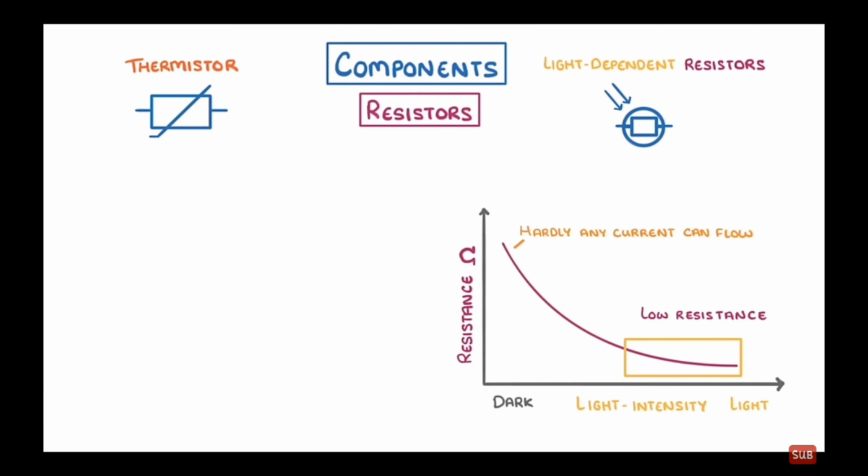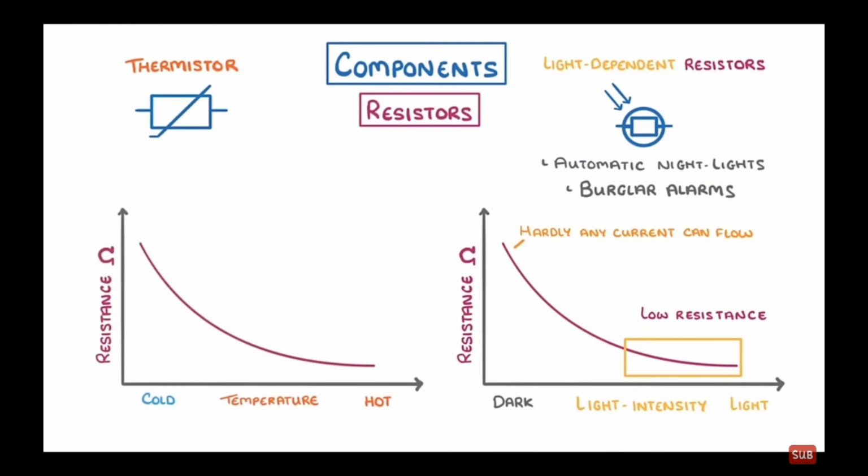This property is really handy, and means that we can use LDRs in things like automatic night lights and burglar alarms. For example, if somebody switches on a light or uses a torch, then the light will be detected by the LDR, causing the resistance to drop and allowing more current to flow, which could then power the alarm.